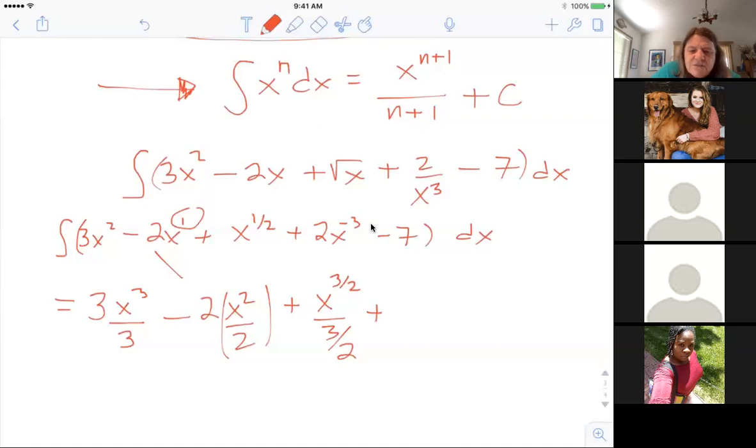Careful with the negatives. There's a 2 here. What do you get when you add 1 to -3? -2, so that'll be x to the -2, and I'll put it over that same -2. Everybody with me? Yeah?